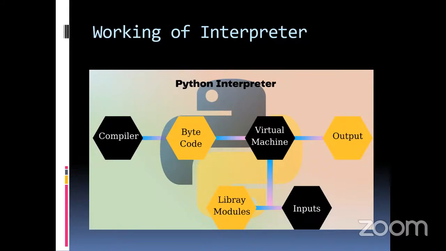Basically, inside the interpreter there is a compiler, right? Then what will the compiler do? Defining a compiler in a single line: a compiler will translate one programming language into some other language. Here, this compiler is converting the Python language into bytecode. The Python code is nothing but statements we type, like here a equals a plus b.